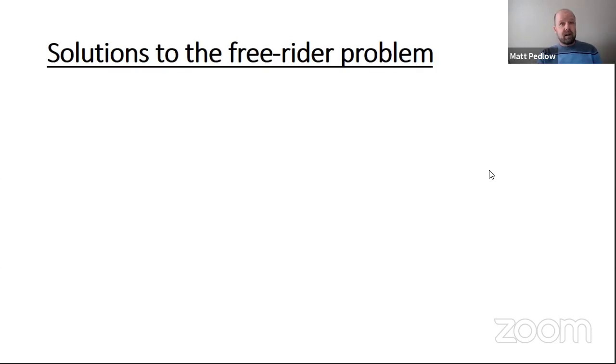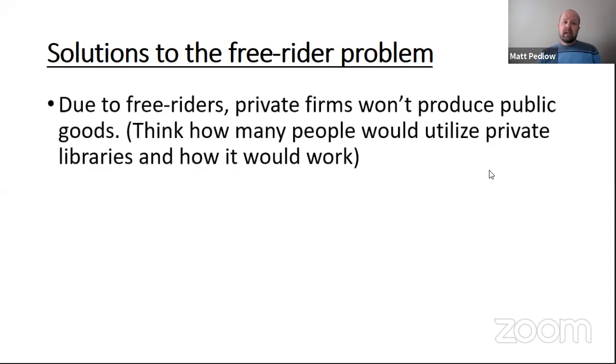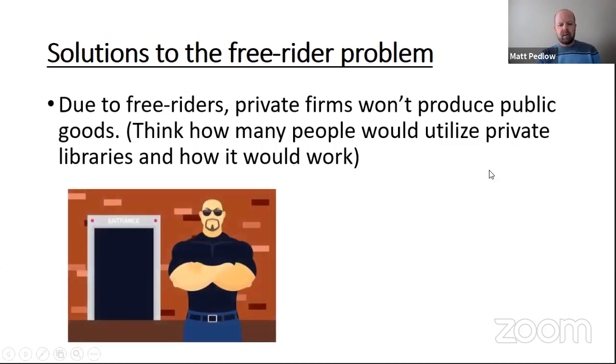And if you start thinking about, well, if this is such a problem, which it is, then how do you get away with it? So number one, we talked about this, okay? Due to free riders, private firms won't produce public goods. So, right, public libraries. We'll talk about that for a minute, okay? Before we get to the exact solutions, let's think about why this is such a problem. Let's think about public libraries, okay?